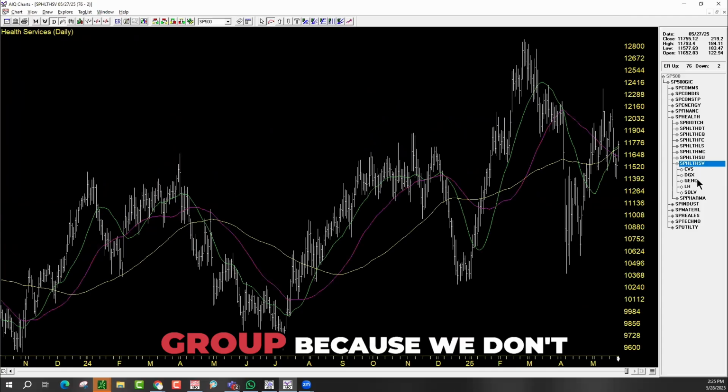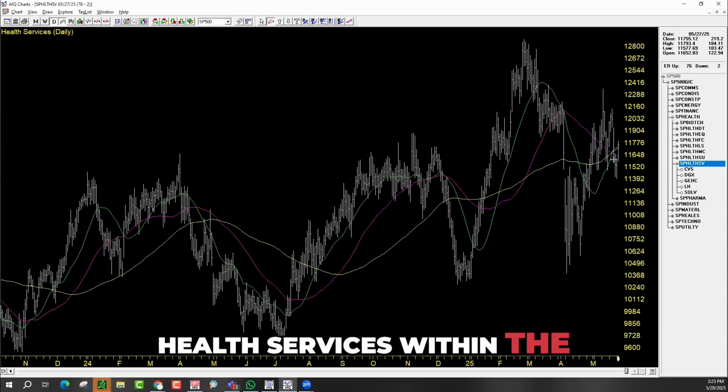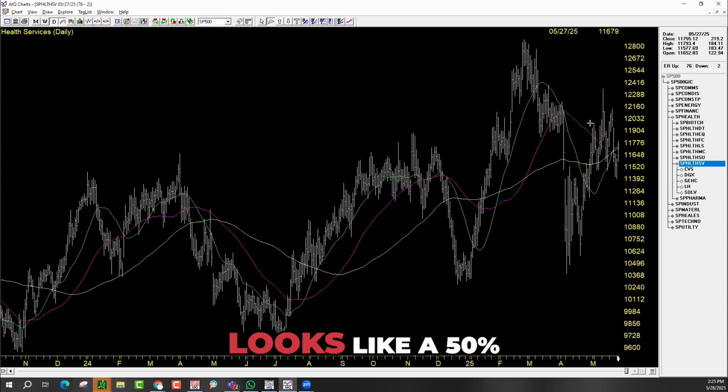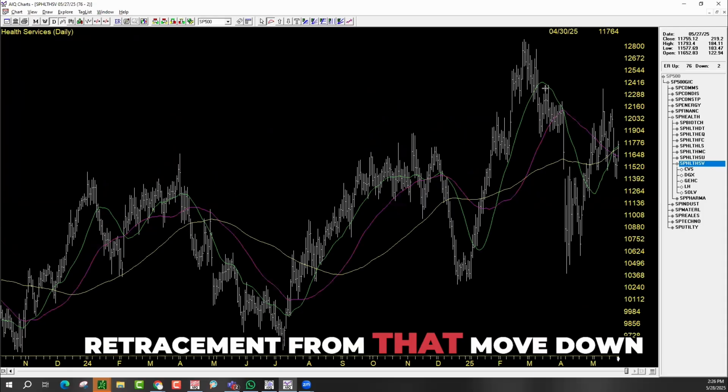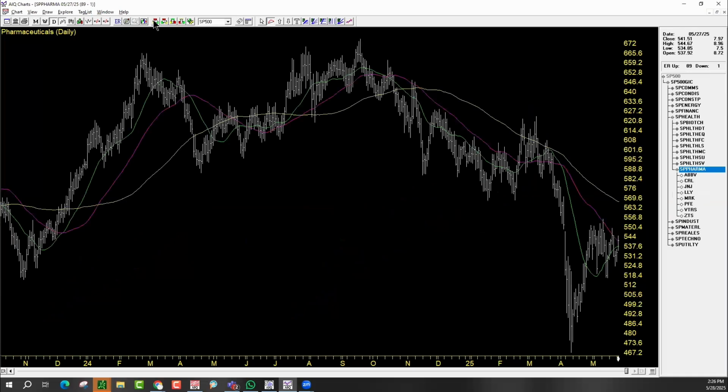Let's move one more group because we don't have a huge amount of time today. This is health services within the health sector. Looks like a 50% retracement from that move down, and not a lot of clarity in there. So we'll move on to the last one within here.